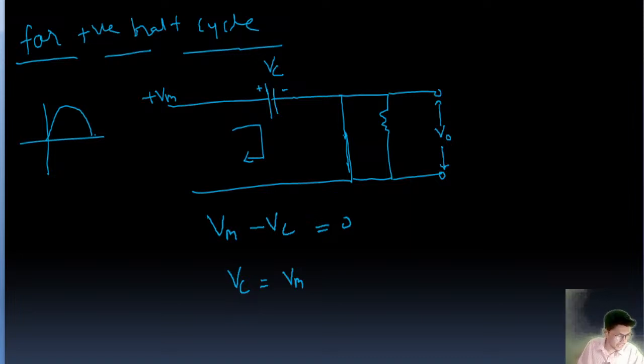Now for the output, V0 is going to be 0, because this is short circuited, means current will flow here. So there is no current across the output, means V0 is going to be 0. And in the loop Vc equals Vm. So in that case, the output voltage for the first half cycle, the positive cycle, is just a line at 0. This one.